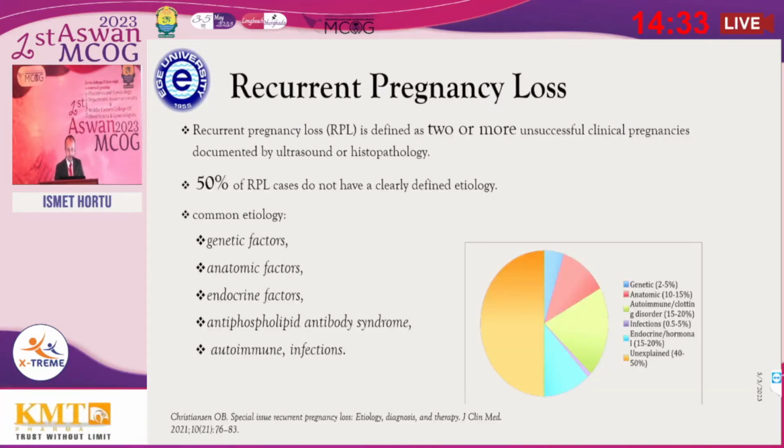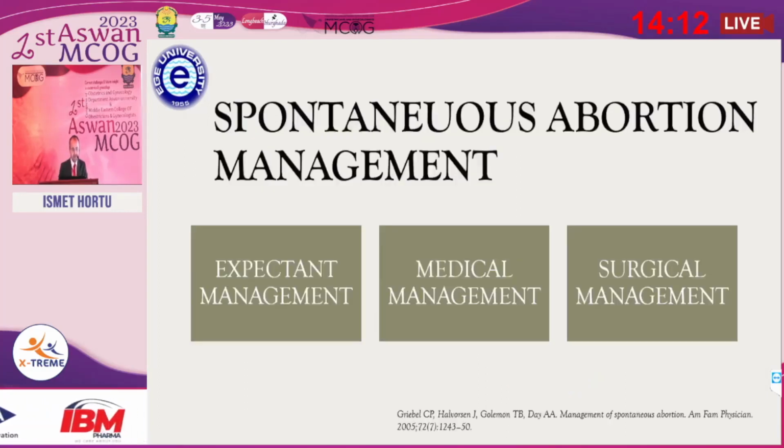When we check the incidence and ratios of recurrent pregnancy loss, 50% of RPL cases do not have a clearly defined etiology. The common etiologies are genetic factors, anatomic factors, endocrine factors, antiphospholipid syndrome, autoimmune and thyroid dysfunction, and infections.